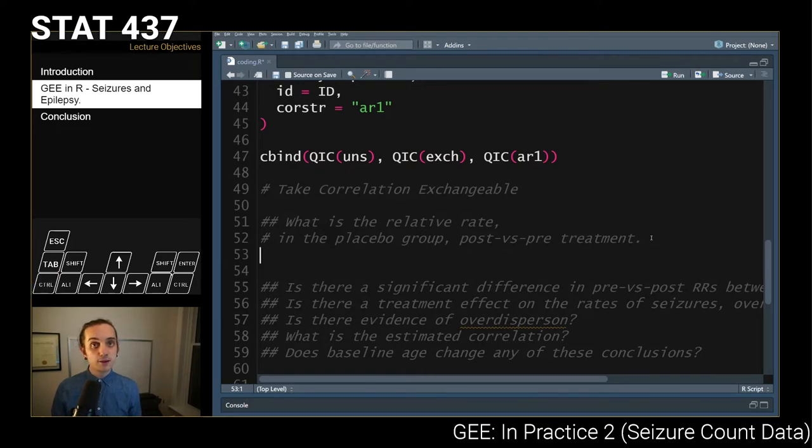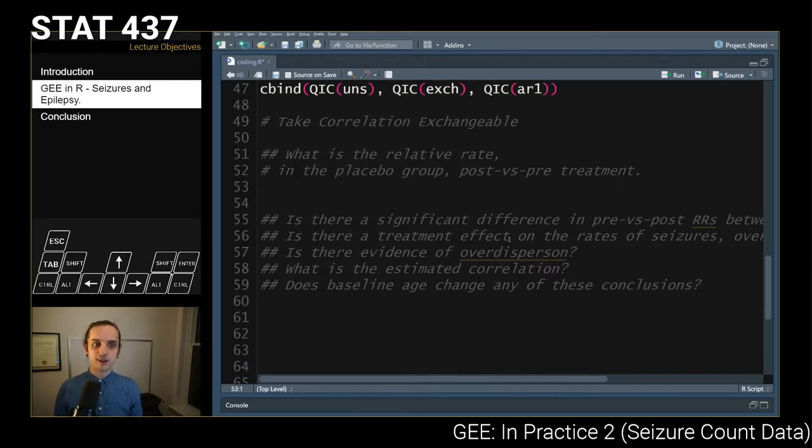Okay, so remember that when we're fitting count data, we're fitting Poisson models with a log link, we interpret the coefficients to be related to the rates of occurrence, okay? And so the relative rate is going to be that ratio of rates between the two different groups. So again, if you're not recalling what relative rates are, I'd encourage you to review your GLM material. But the first one that we want to know is, if we're comparing just in the placebo group, so just where treatment equals zero, post versus pre-treatment, what is that relative rate?